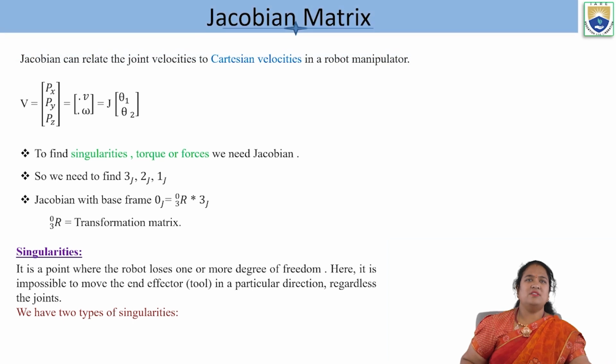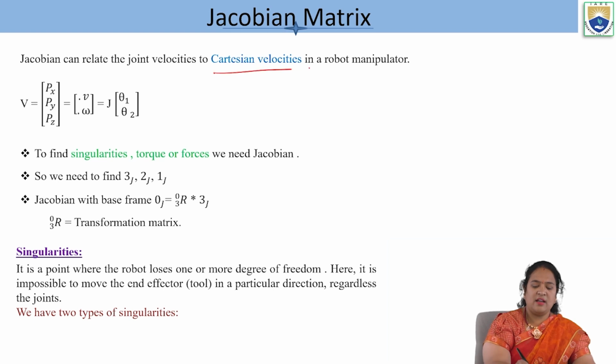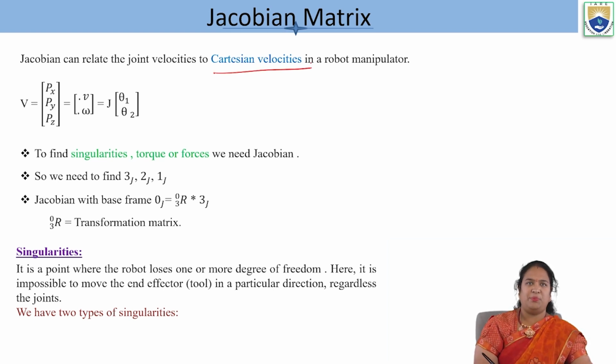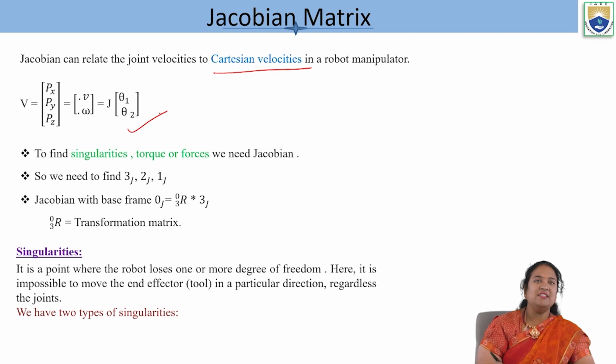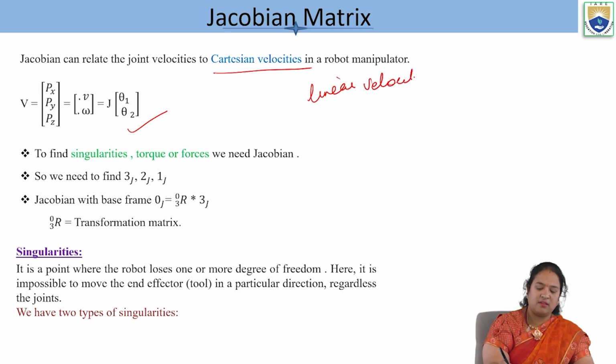Now, when we come across the Cartesian velocities, the Jacobian can relate joint velocities to the Cartesian velocities of the robot manipulator. So, when we come across velocities, we get the equation as v is equal to px, py and pz, that is in terms of x-axis, y-axis and z-axis. What we have told? Linear velocity and angular velocity. Linear velocity is v dot and angular velocity is w dot.